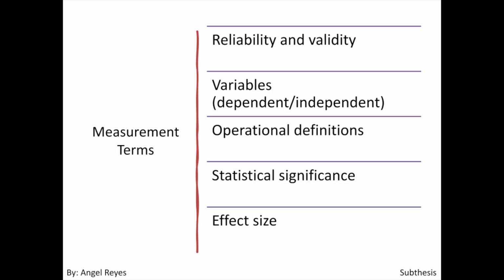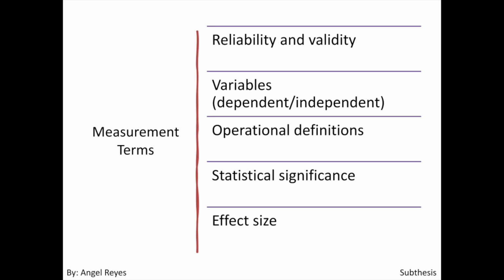Next are key measurement terms. Reliability refers to consistency, whether a measure produces similar results under consistent conditions. Validity addresses accuracy, whether a measure truly captures what it claims to measure. Variables are characteristics that can take different values. Dependent variables are outcomes being studied, while independent variables are potential influencing factors. Operational definitions explain precisely how concepts are measured in a study.